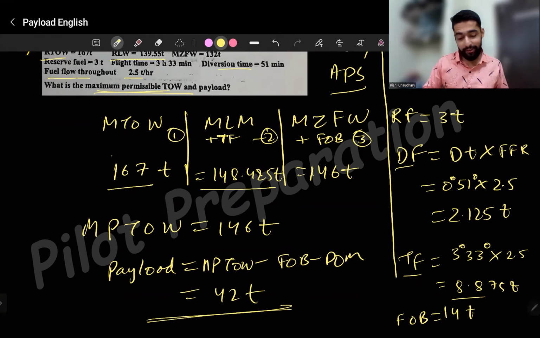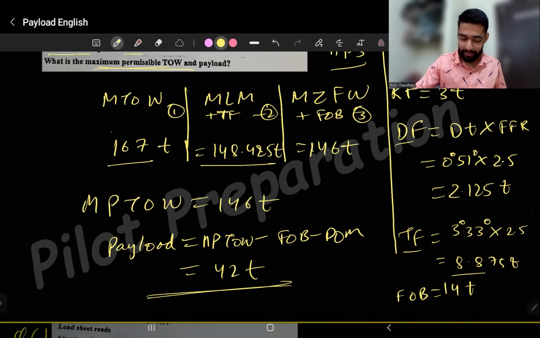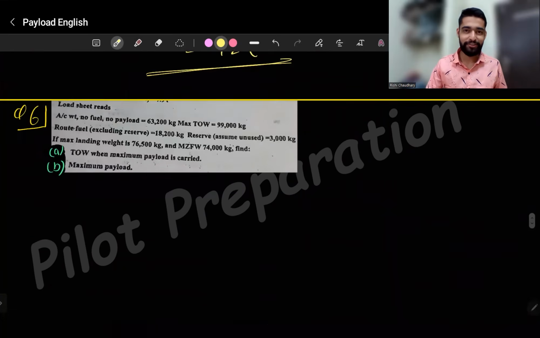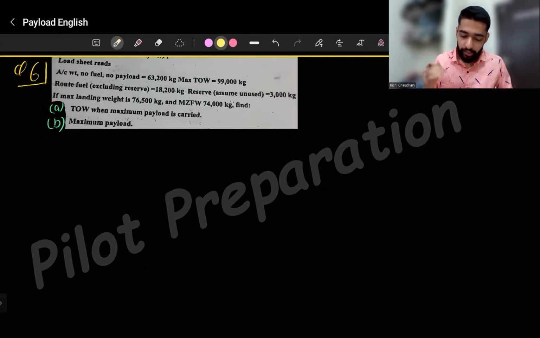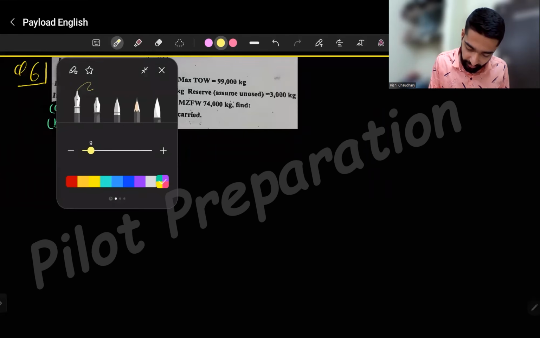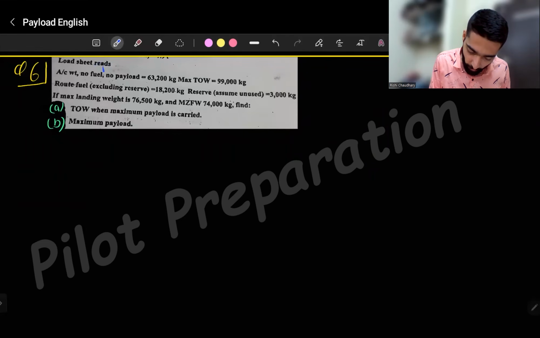This is my answer. So we don't have time to even celebrate right now because there are a lot of questions to do. The next question is saying the load sheet reads aircraft weight, no fuel, no payload. Again, no fuel, no payload means this is my dry operating weight. This is my dry operating mass or dry operating weight. This is 63,200 kg.